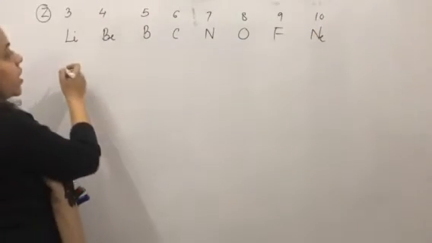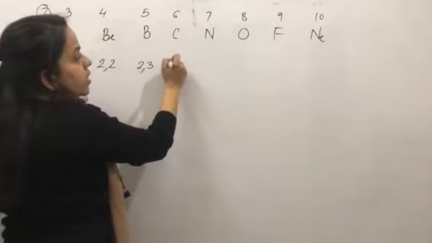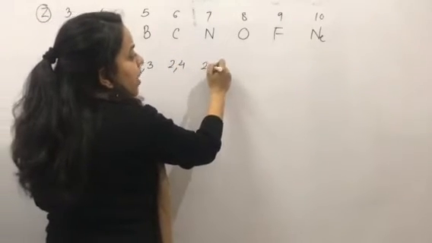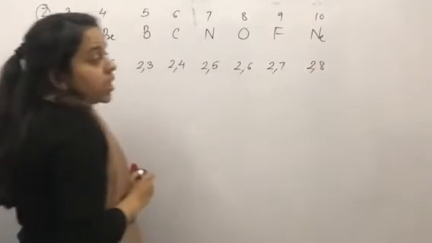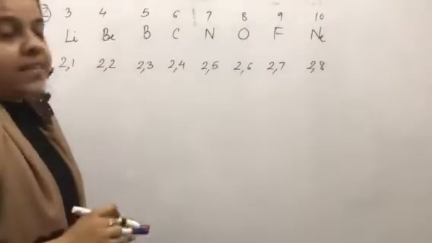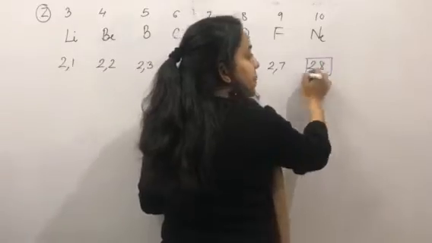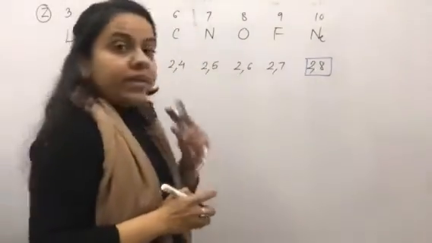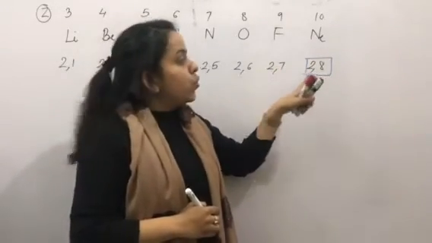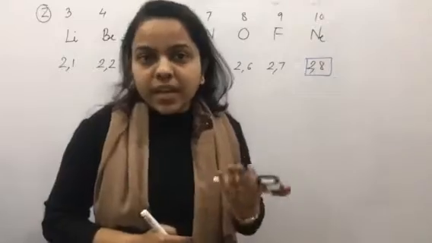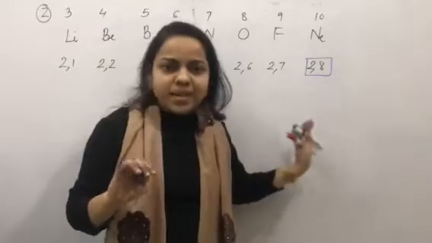And what will be their electronic configurations? This is 2,1; 2,2; 2,3; 2,4; 2,5; 2,6; 2,7 and 2,8. Now seeing this, we can easily determine that this 2,8 is the most stable because it is following that maximum limit, right? In the first shell, the maximum number of electrons is 2. In the second shell, the maximum number of electrons is 8. So it is stable, it is happy in its place.